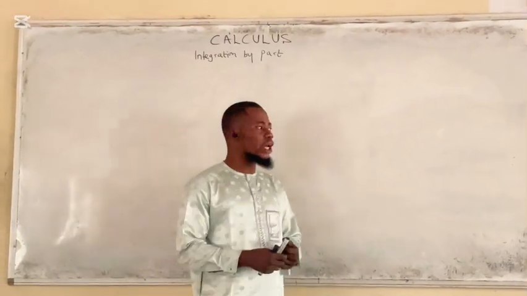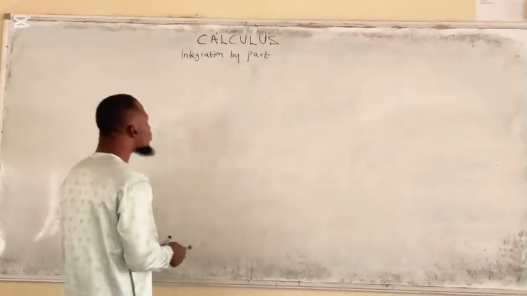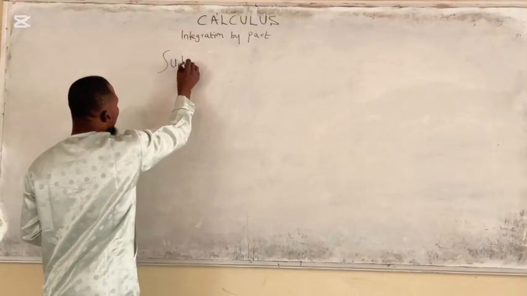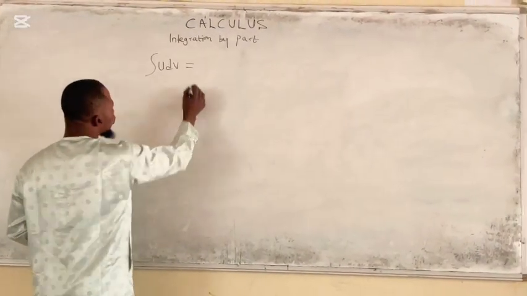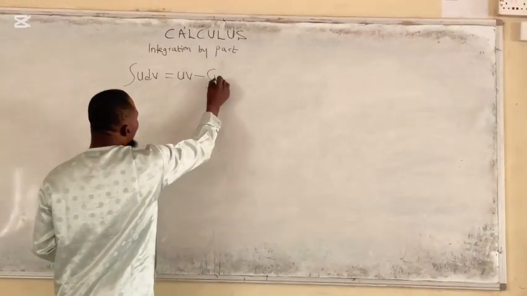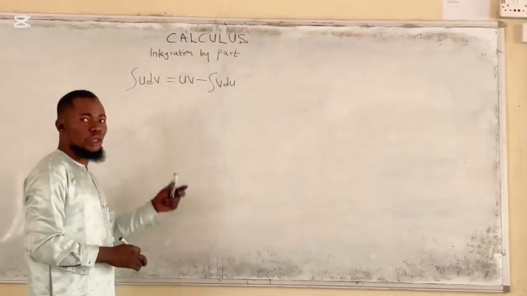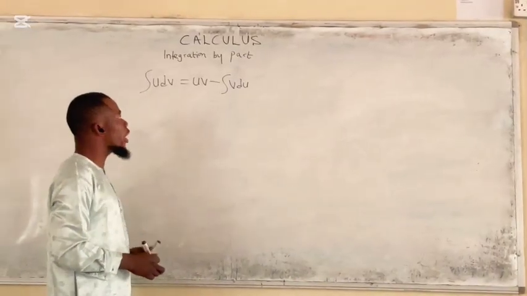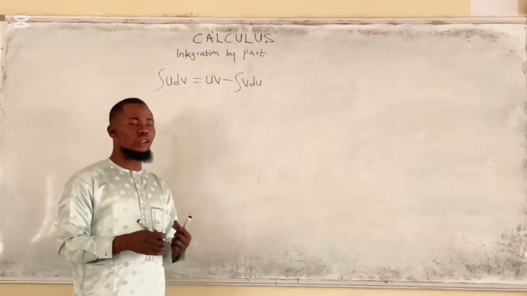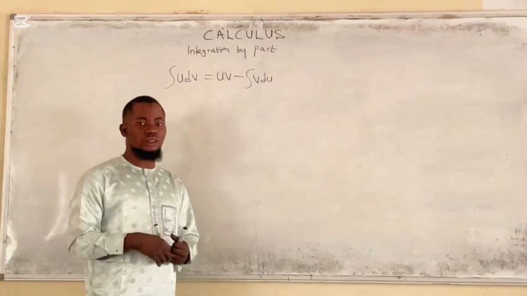The formula that we'll be using while solving integration by parts is the integral of u dv equals uv minus the integral of v du. This is the formula that we'll be using to solve any question under integration by parts. It is called integration by parts because you will integrate one part and you will differentiate the other part.